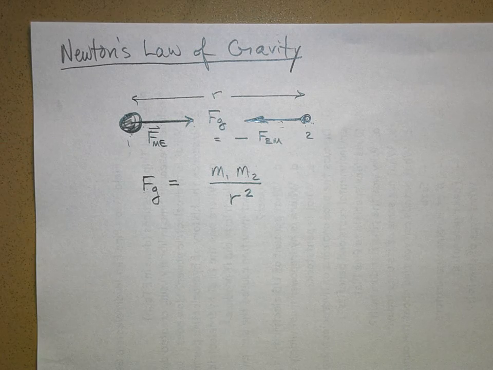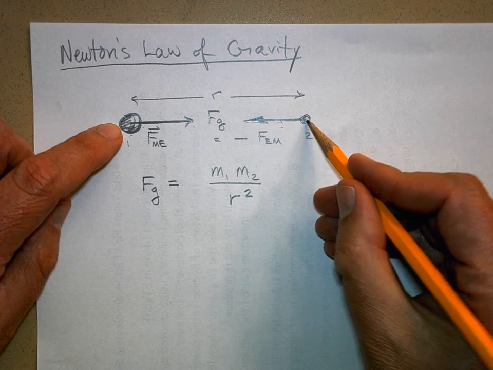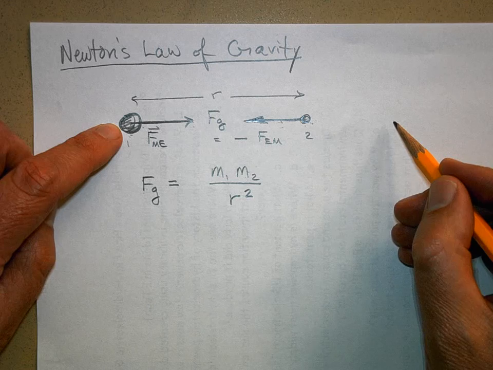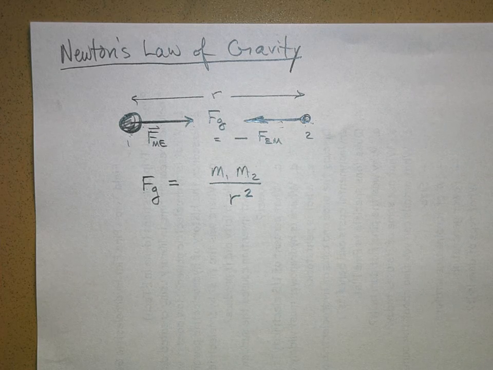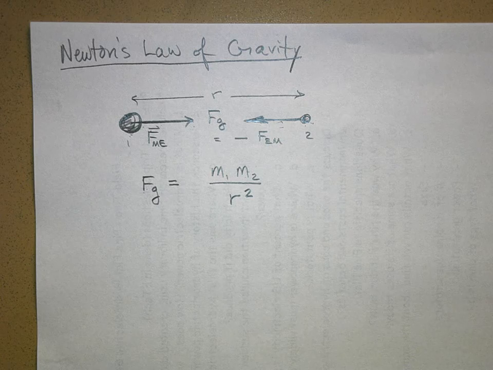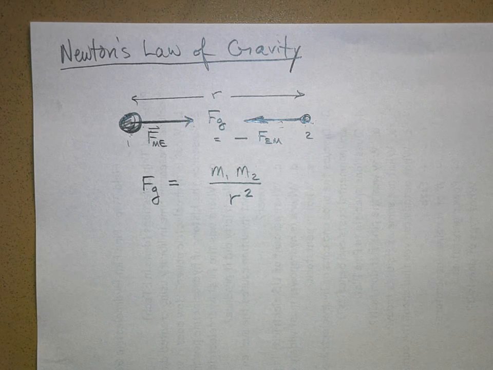Now what does that mean? That means that if I make these twice as far apart, the force of gravity goes down by 1 over 2 squared, or it'll be 1/4 as great. If I make them 3 times farther apart, the force of gravity is 1/9 as strong as it was before. If I make them 4 times as far apart, well, you get the idea. It's going to be 1/16 as powerful. So the force of gravity drops off by the square of the distance.